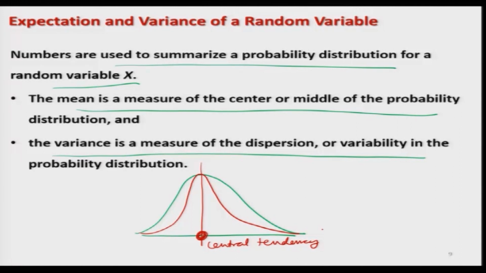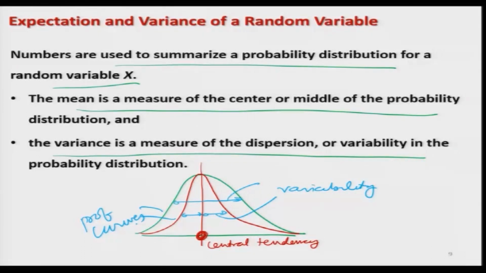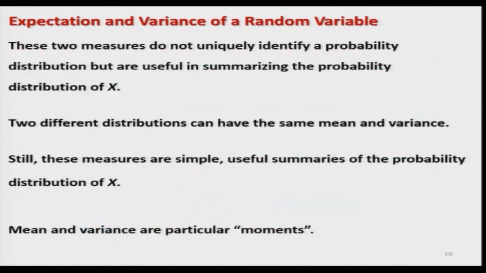But if you look at this part in the green and red curves, they are different. This part indicates the variability, right. Obviously these two are probability curves, and this is how we interpret the statistical properties from the mean and variance, right.